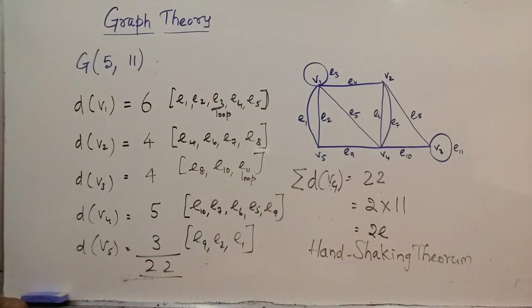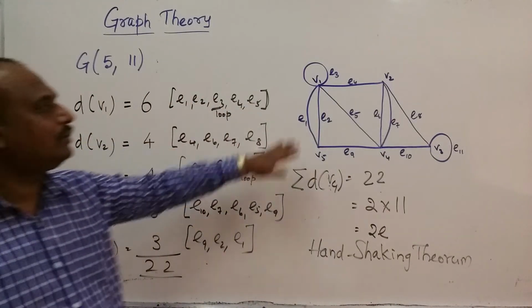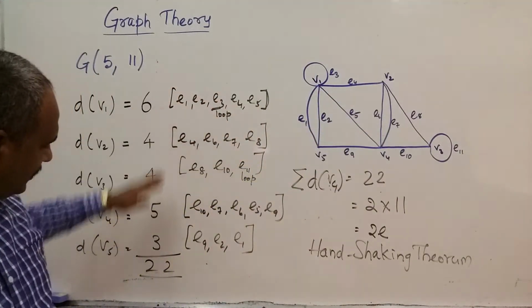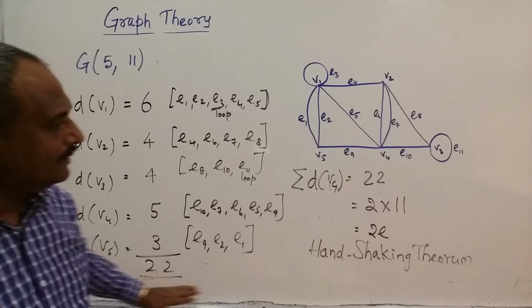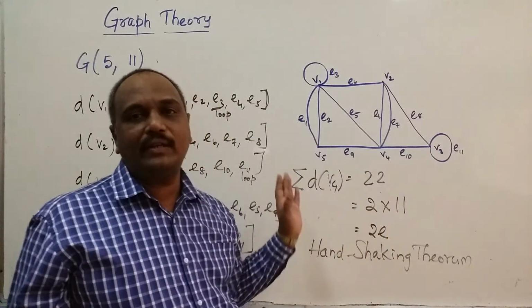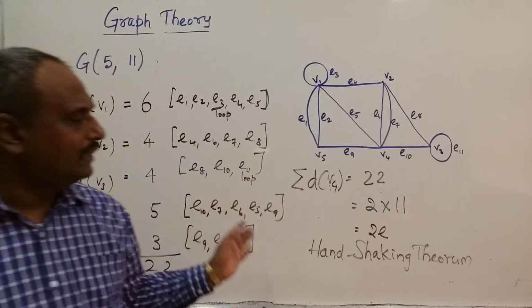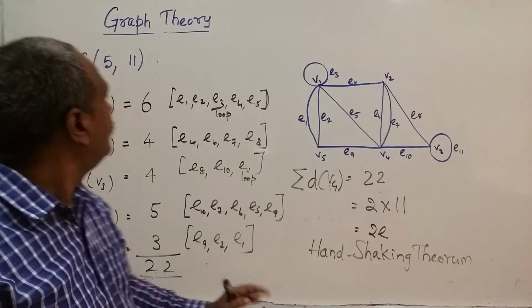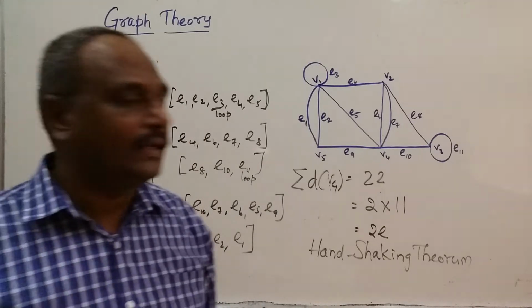So to find the degrees, we are going to count the number of edges passing through them. Then I am going to find the total of the degrees, and then check whether I am having 2 times the number of edges or not. This is called the introduction to graph theory.